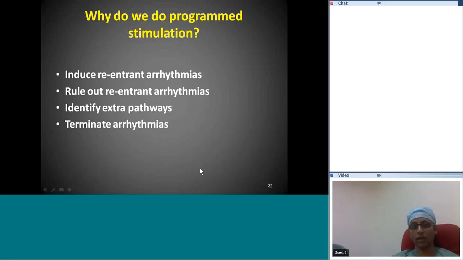Now why do we do programmed stimulation? One is to induce a reentrant arrhythmia or rule out a reentrant arrhythmia, identify extra pathways, terminate arrhythmias, and also to see what the basic conduction is. How does it conduct from atrium to ventricle? How does it conduct from ventricle to atrium?